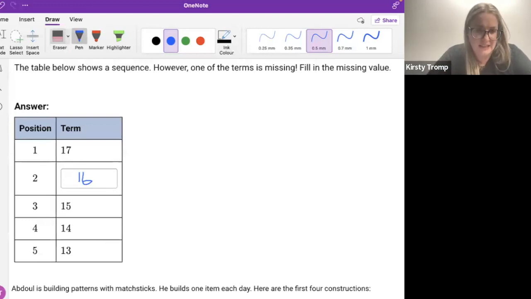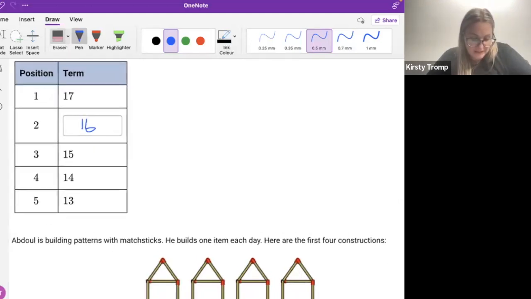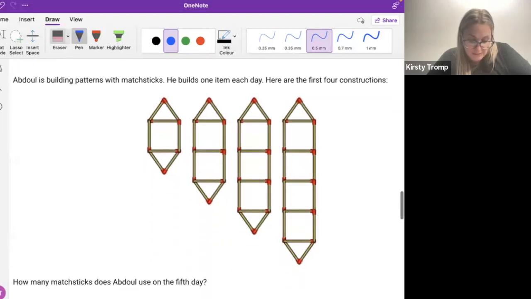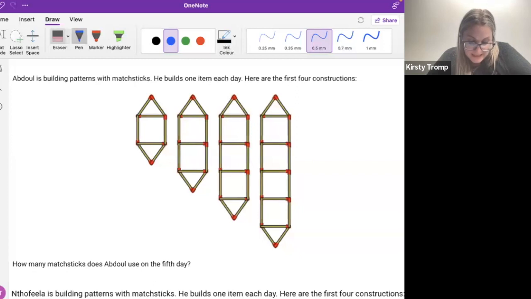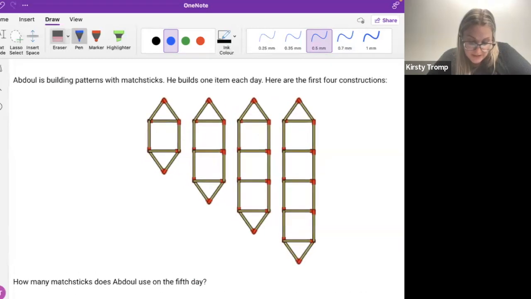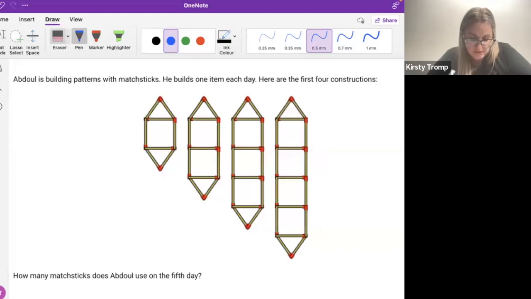Okay, well done, guys. Now we're going to move on to ones that are slightly different, but ones that you might have seen before. It says, Abdullah's building patterns with matchsticks. He builds one item each day. Here are the first 4 constructions. He's got a square in the middle and 2 triangles on the top. Then 2 squares and 2 triangles, 3 squares and 2 triangles, 4 squares and 2 triangles. It says, how many matchsticks does Abdullah use on the 5th day?